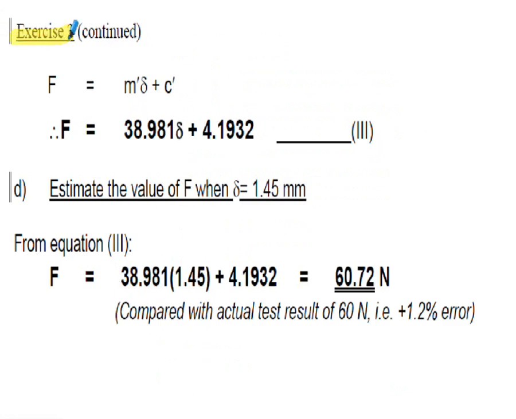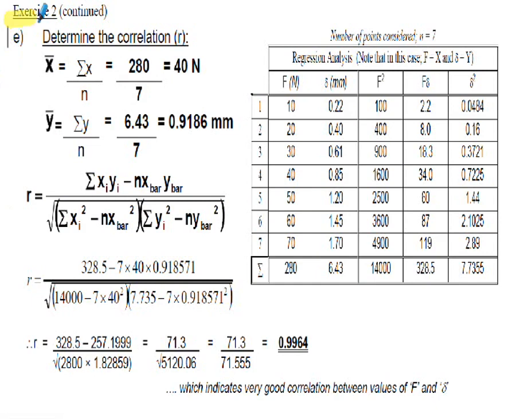Exercise 2 continued, repeated this equation from the previous slide. We're doing part D here. We're estimating the value of f given the value of delta. So from the above equation, put that value into the equation. Gives a value of 60.72 newtons. Again, if you compare that to the actual test results, it's about a 1.2% error. And exercise 2 part E, determine the correlation R. Very good correlation value.